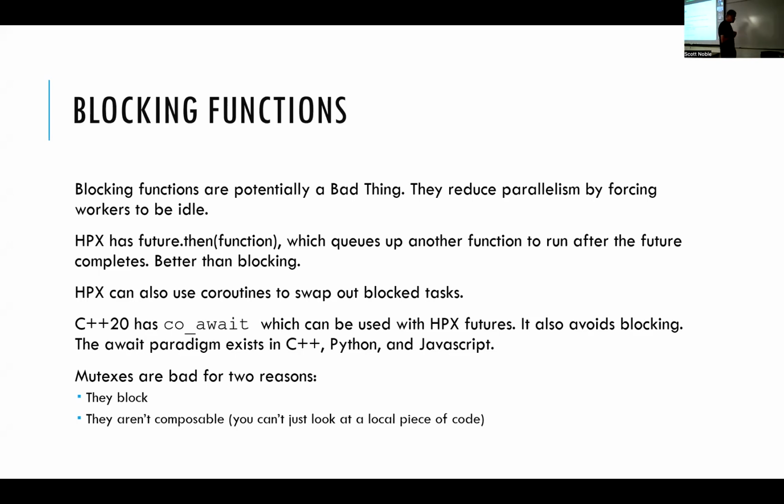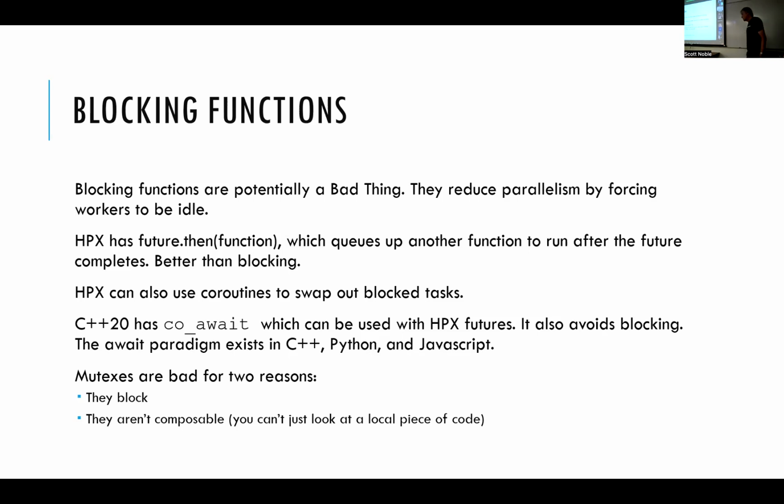HPX can also use coroutines to swap out blocked tasks. So in HPX, if you use a mutex, for example, and you lock something, instead of having that worker just taken out of production, instead of that worker just going on a coffee break and not coming back until the lock is unlocked, you can swap that out. You can swap out the work that worker is doing with something else. And so that mitigates the damage of blocking. But it does it at a cost of overhead.